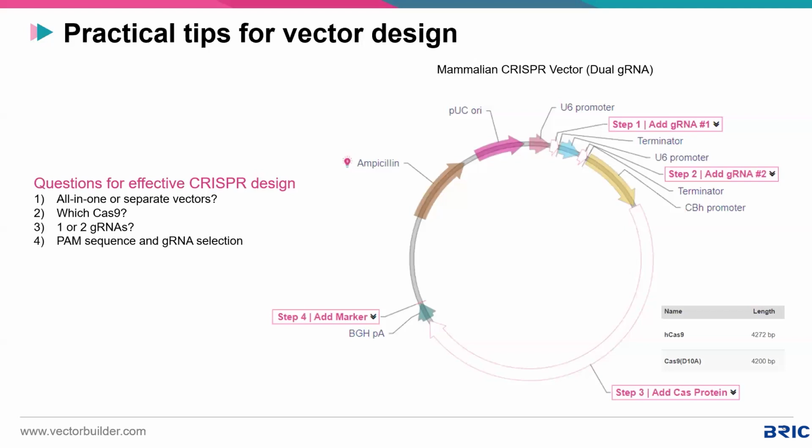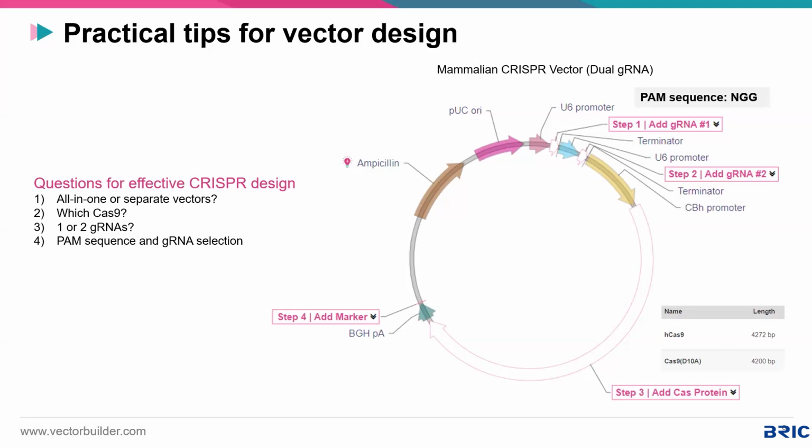And the next question you want to ask is the PAM sequence and the guide RNA selection. So this is very crucial. Both the PAM sequence and guide RNA are dependent on the type of Cas9 that you will use. For one of the most common ones, SpCas9, that I have shown here, the PAM sequence tends to be NGG. But for other systems, SaCas9, which we'll talk about, the PAM sequence is different. And the guide RNA is also different.